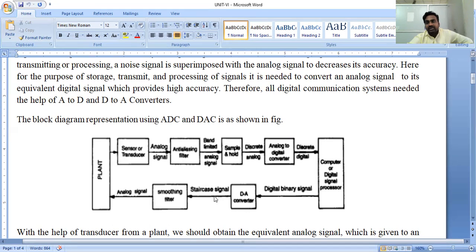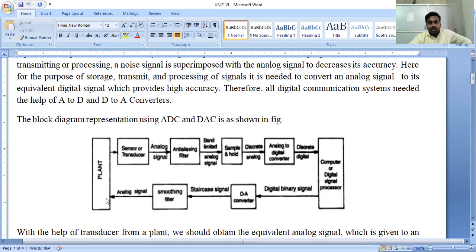In the form of a staircase signal. That means a complete analog signal is not produced here. The digital binary signal is converted into a staircase signal, and next that is forwarded to a smoothing filter. So what does the smoothing filter do here? The smoothing filter will eliminate the unwanted disturbances and harmonics, and next that analog signal output is forwarded to the plant. So this entire approach is a cascaded approach.